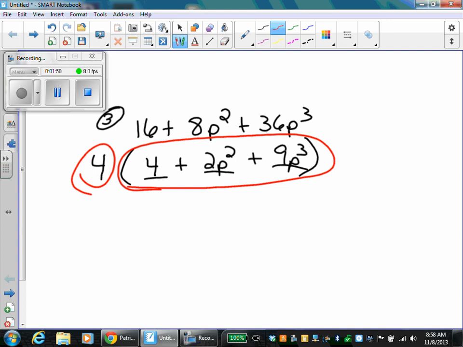Yeah, 4 is the greatest common factor, but when I say factor this, I'm wanting to know what 2 polynomials multiply to be your first question. So those 2, that monomial times that trinomial, are your 2 factors. Okay? All right, let's go down to 5 through 8.